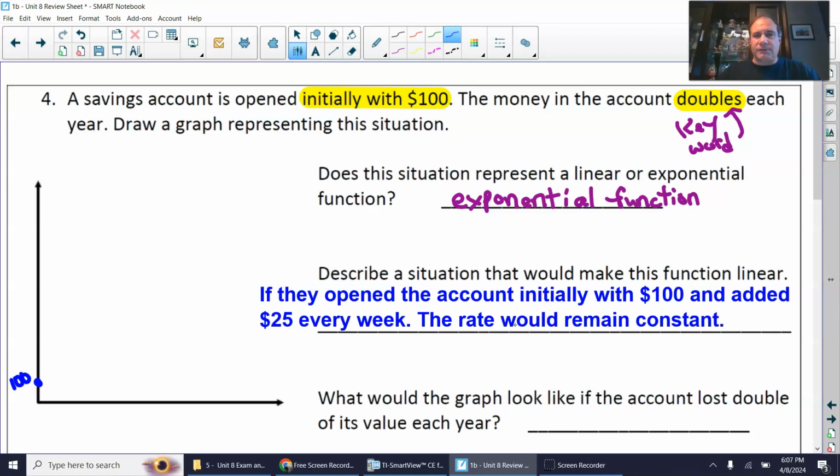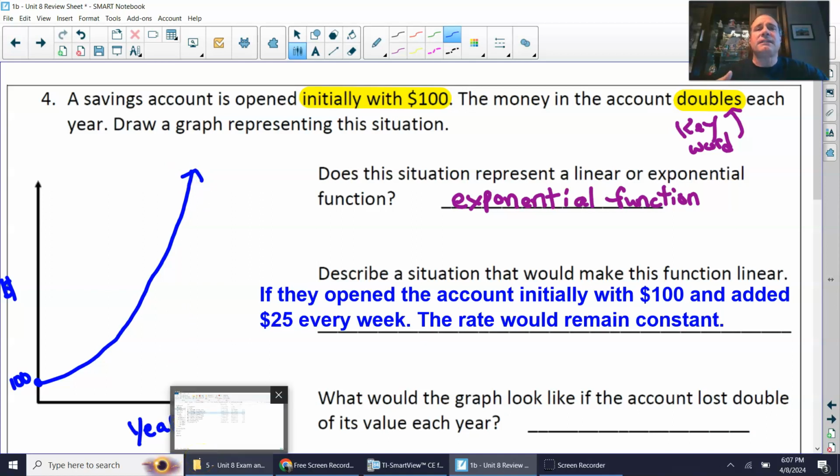So I'm just going to sketch a graph that represents opening with $100 and the money in the account doubles each year. So these would be the years right here, and this would be the money. I'm starting out with 100, and I'm going to double each year. So it kind of looks like this and like that. You notice that this is not linear. It is a curve, which means that the slope is not remaining the same.